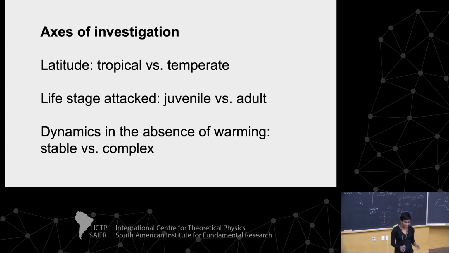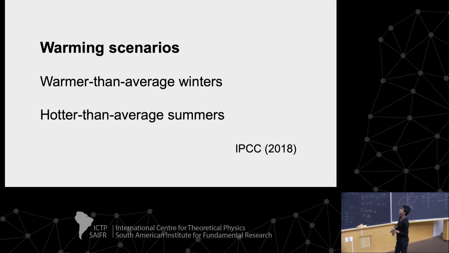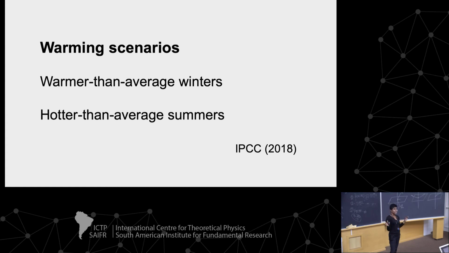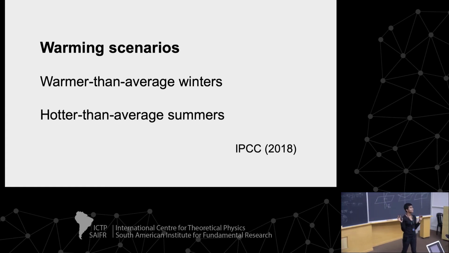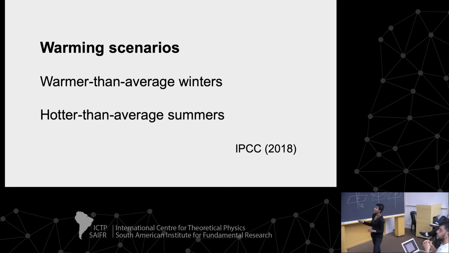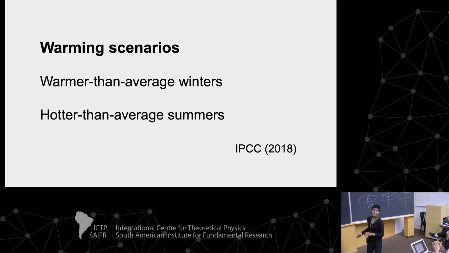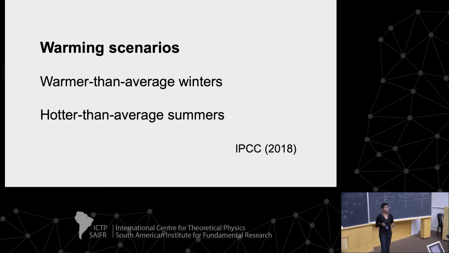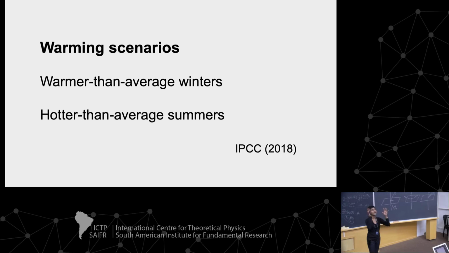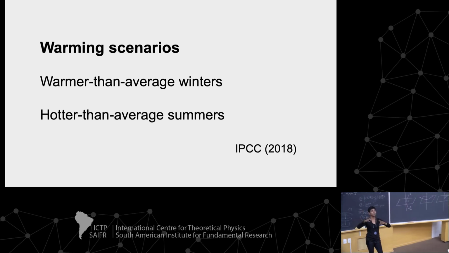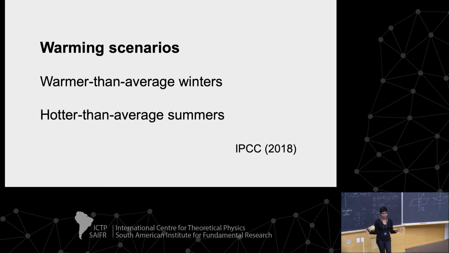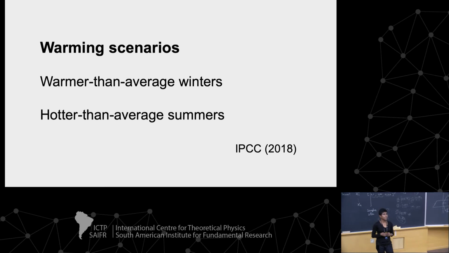All right. And then the warming scenarios: we are going to look at the latest IPCC predictions about warming. And I will be more explicit about this later, but the two main predictions are that the winters are going to be warmer than average and the summers are going to be hotter than average, with the end result being that on average there will be more hotter and more extreme hot days than we've seen before. And we all understand that the summers are unbearable everywhere.